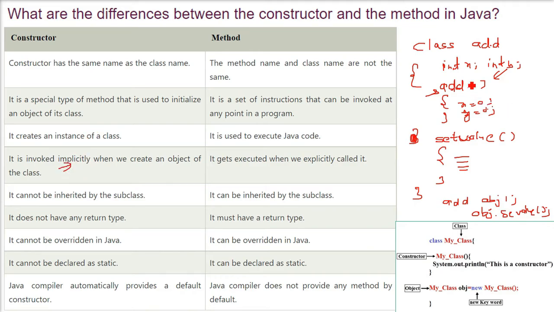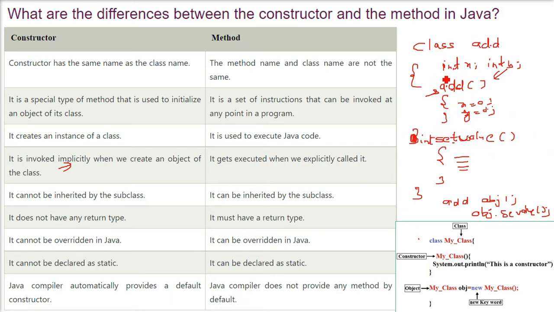So the constructor is called by itself. The default constructor will implicitly be called. The method you have to call by yourself. Now, if you are making one more class and you are inheriting this class, that is called a child class, and this is the parent class. The constructor will not be inherited by the subclass. I am talking about Java. Okay. So methods can be inherited by the subclass.